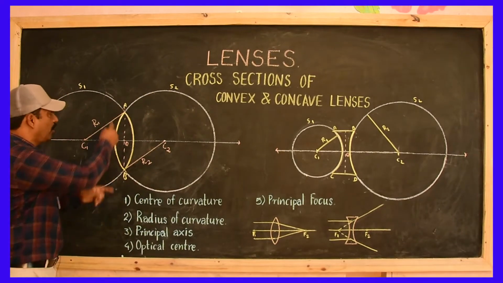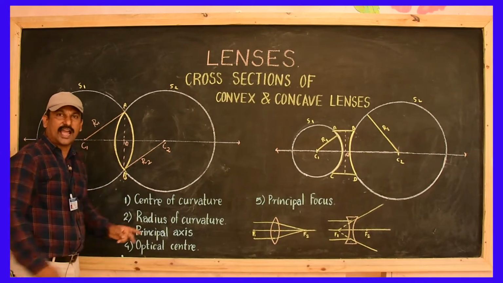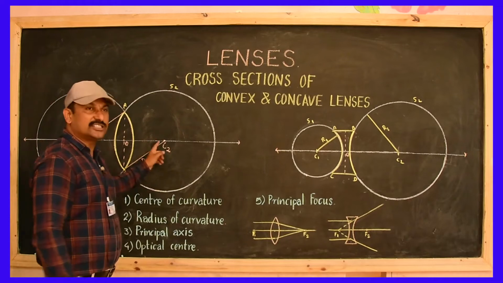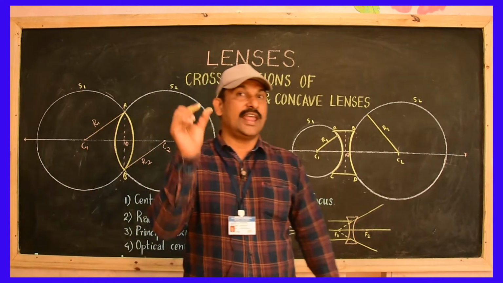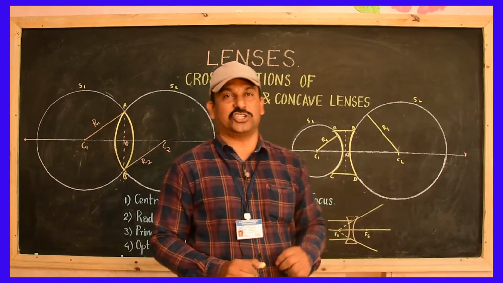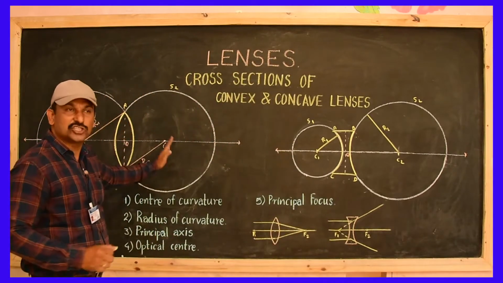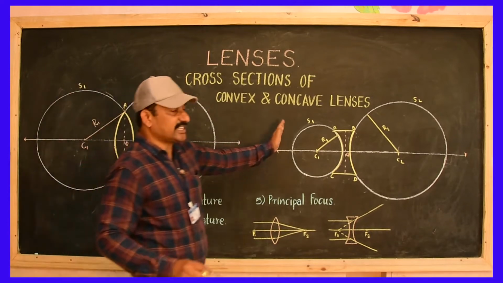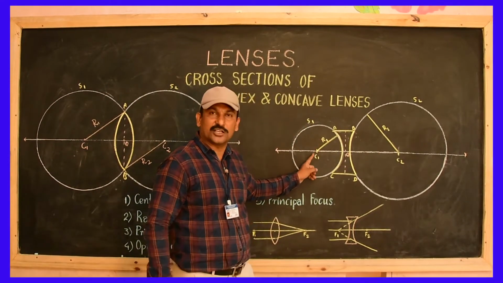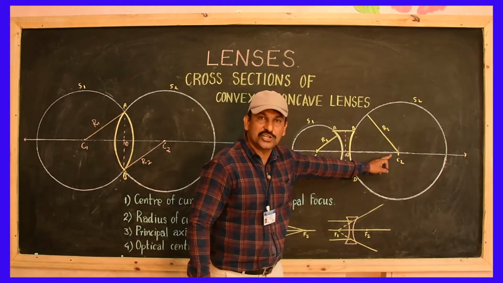Now here this lens AB, what we have shown over here, it has two centers of curvature, C1 and C2. If the lens is spherical, it has two centers of curvature, C1 and C2. In this case, again, if we see over here, there are two centers of curvature, C1 and C2.